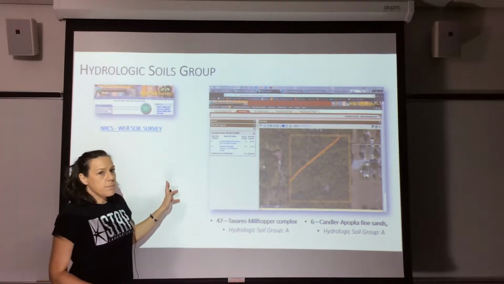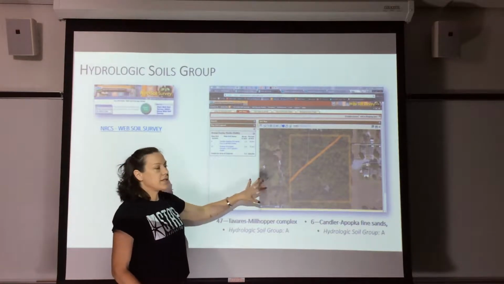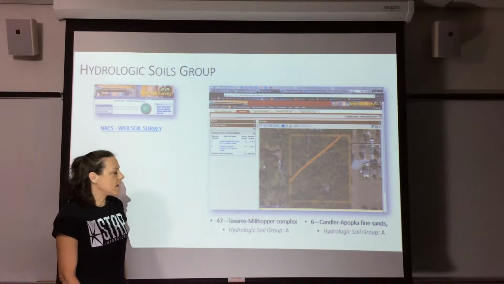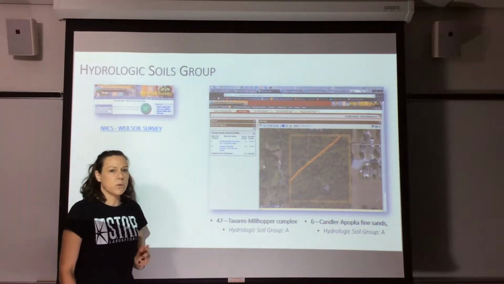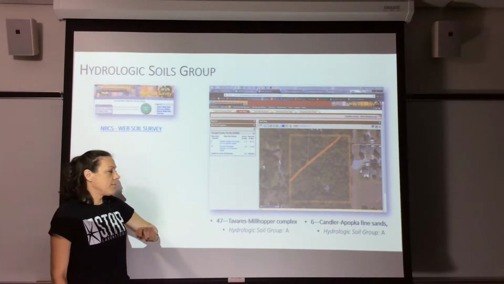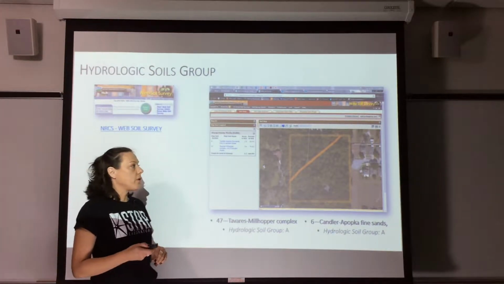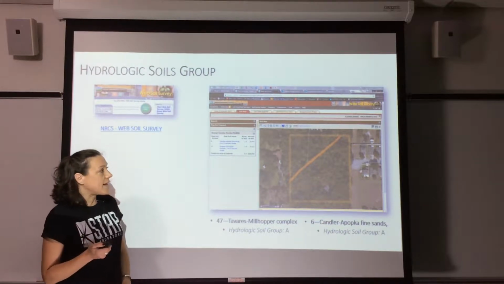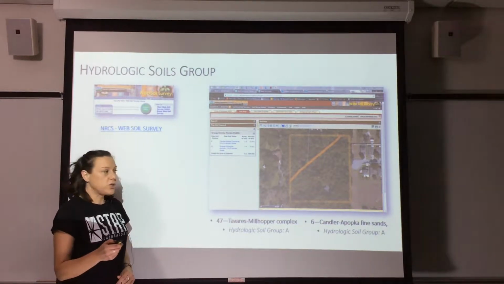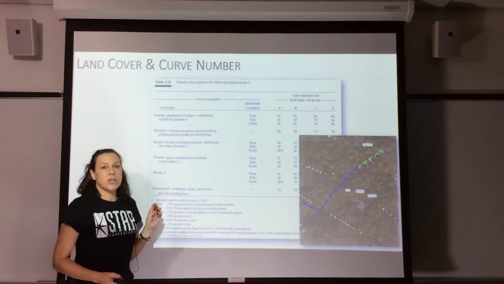Go to the website, type in the 1007 Votaw Road on this, and we did this homework assignment last time, and you're going to find out for our project site there's two different types of soils. There's going to be the Tavares and the Candler. They're both soil type A, which is really good for us. So go ahead and click on the link and search that data, because you will be adding that to your report.